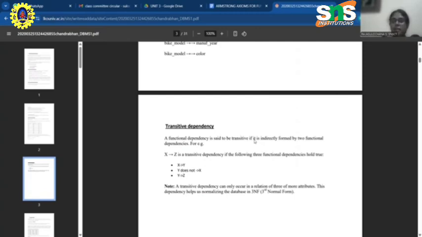This transitive dependency occurs in a relation of three or more attributes. If we have only two attributes, we cannot find transitive dependency. So transitive dependency holds true for relation with, sorry, three or more attributes. This dependency helps us normalize the database in third normal form.